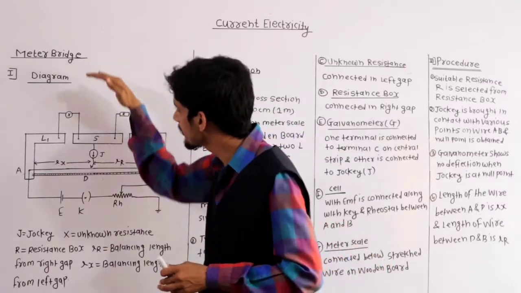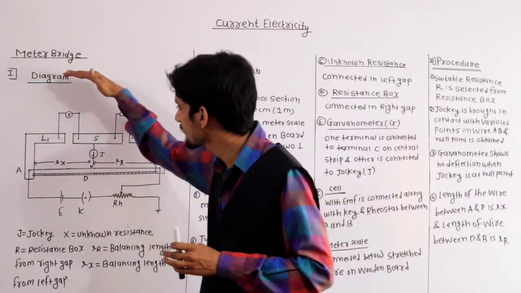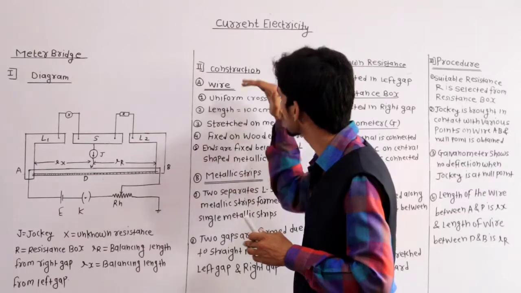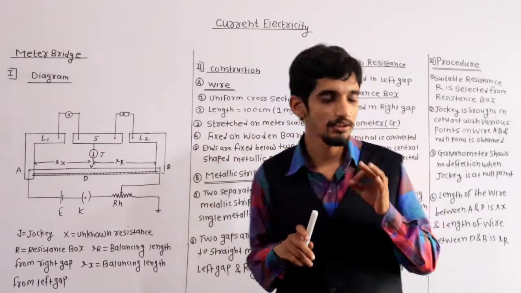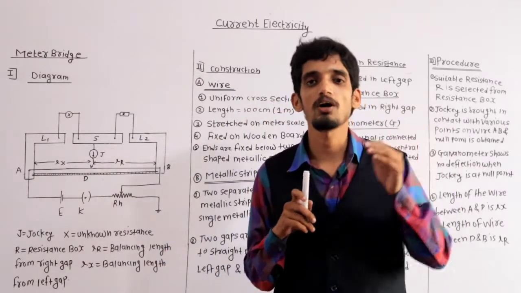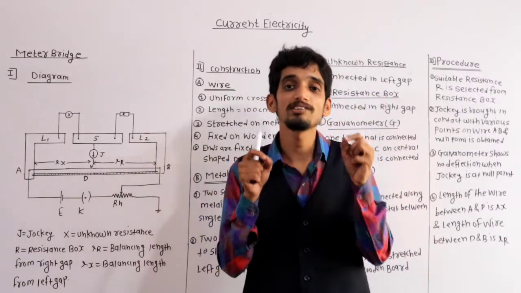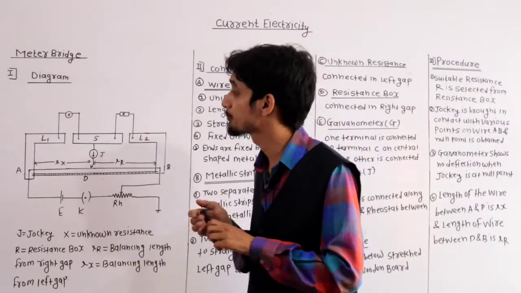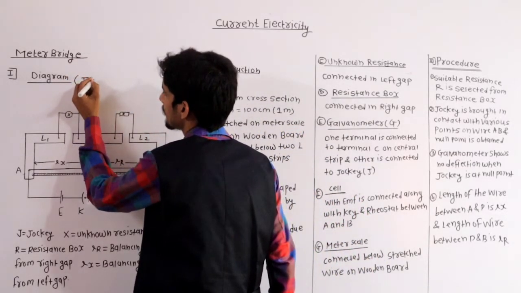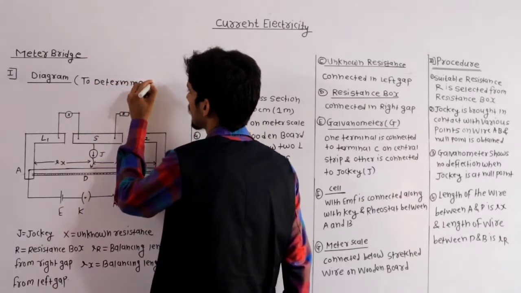Now this particular topic we have to study with respect to some different sub-points, in which first I will explain the circuit diagram of this experimental setup. Afterwards its construction. Later on we will discuss the procedure, and finally some derivation or expressions for the unknown resistance. Clear? So what is the important aim of this meter bridge experiment? To determine unknown resistance.